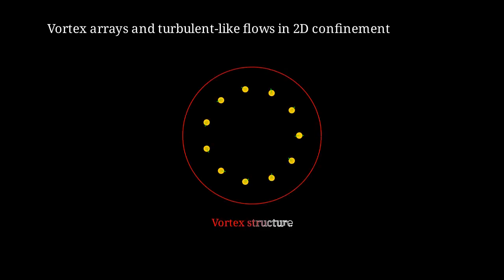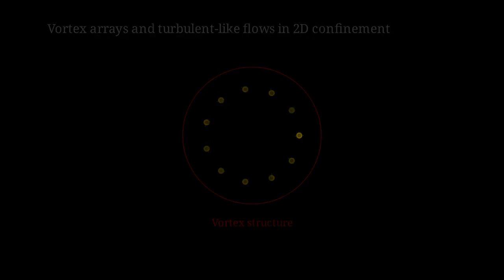Here's a schematic of a vortex structure formed by active particles. The particles circulate collectively, creating a stable rotating pattern. Such structures are ubiquitous in active matter systems.